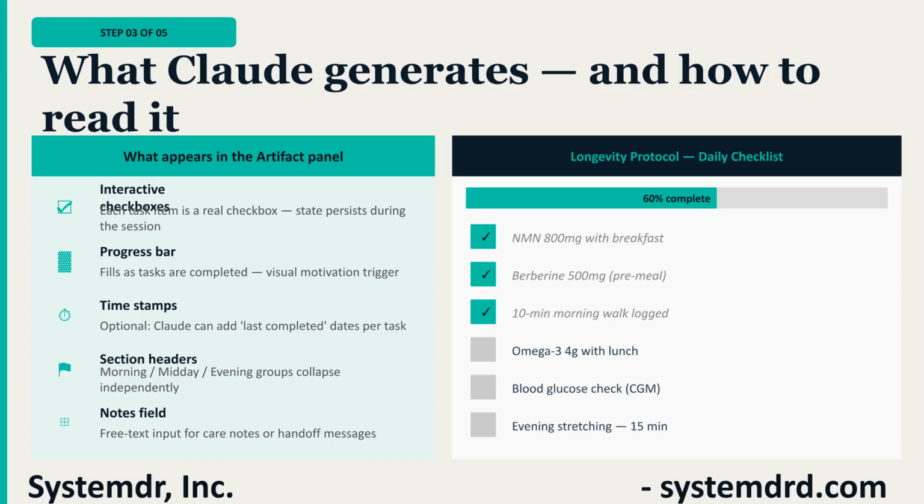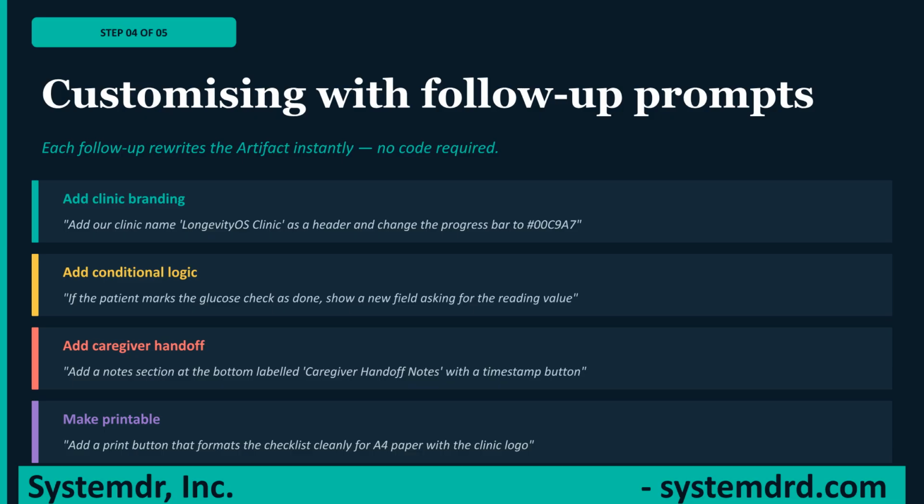Step 3 is understanding what Claude generates. The artifact panel features interactive checkboxes, a progress bar, optional timestamps, collapsible section headers, and a notes field for care notes or handoff messages. Step 4 is customizing the artifact using follow-up prompts.